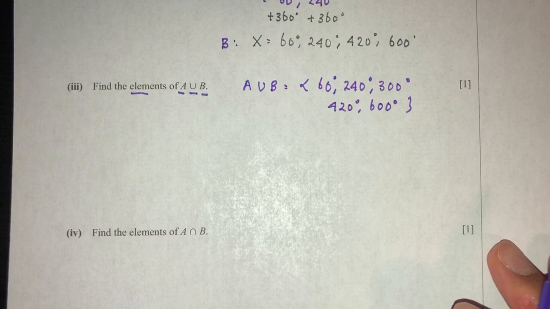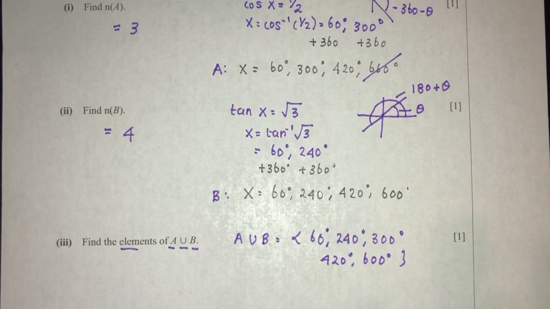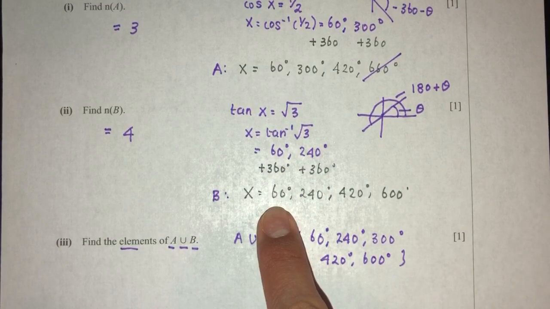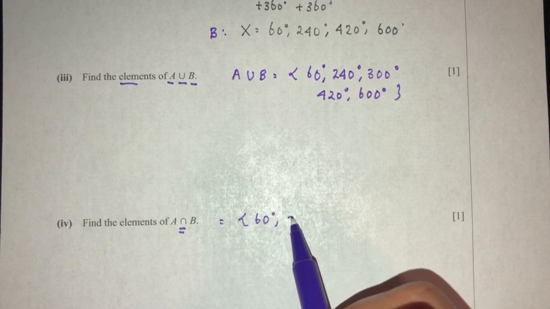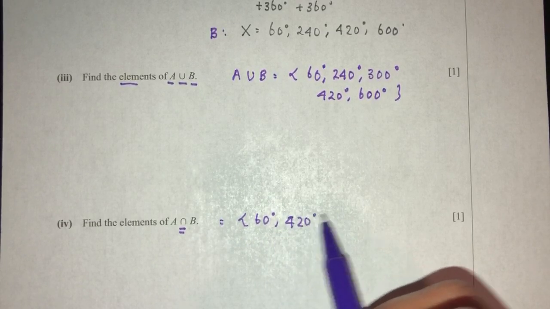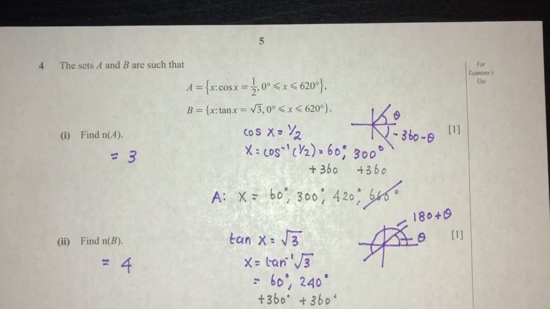Now for part 4, we have to find what they have in common. Let's see what they have in common. They have 60. They have 420. So only two values. That will be the set of 60 and 420. That will be question number 4.